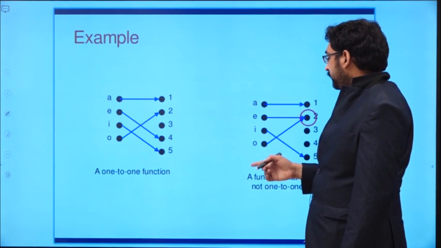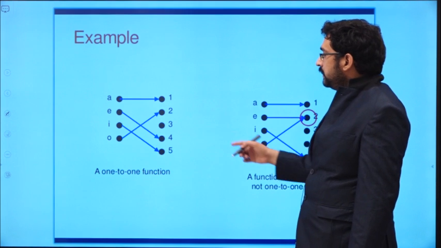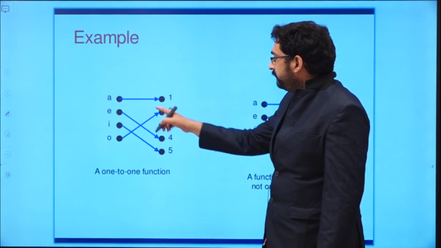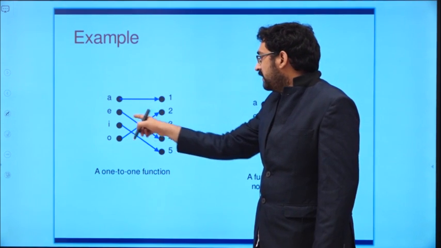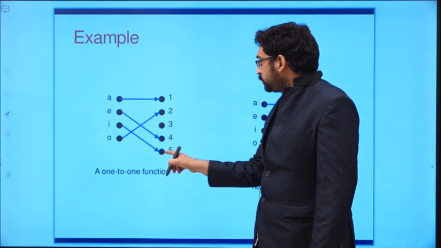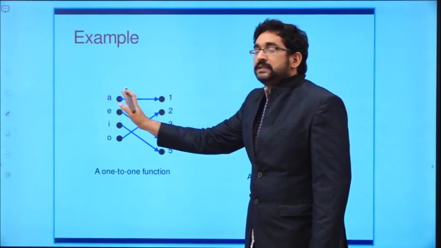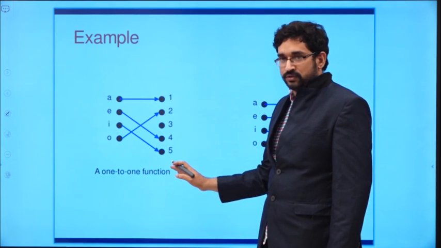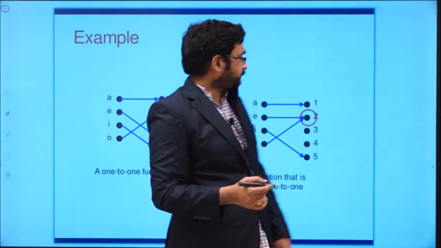Here are some examples of functions which are 1 to 1 and which are not 1 to 1. If you observe, this given function is 1 to 1 because A is mapped to 1, E is mapped to 4, I is mapped to 5, O is mapped to 2. That means distinct elements of the domain are mapped to distinct elements of the codomain. Hence this function is 1 to 1.